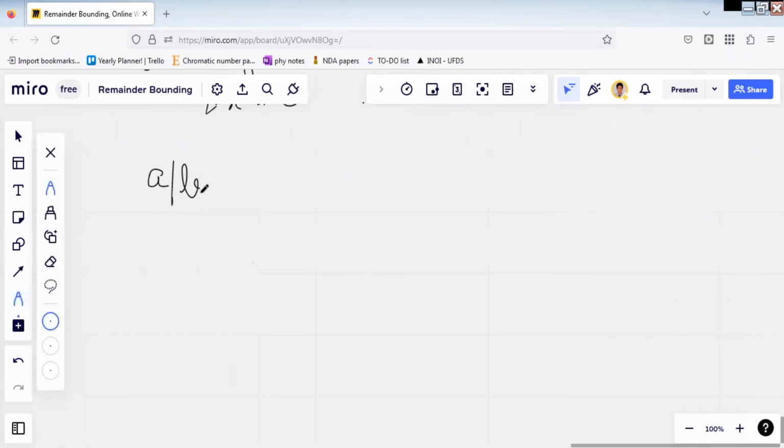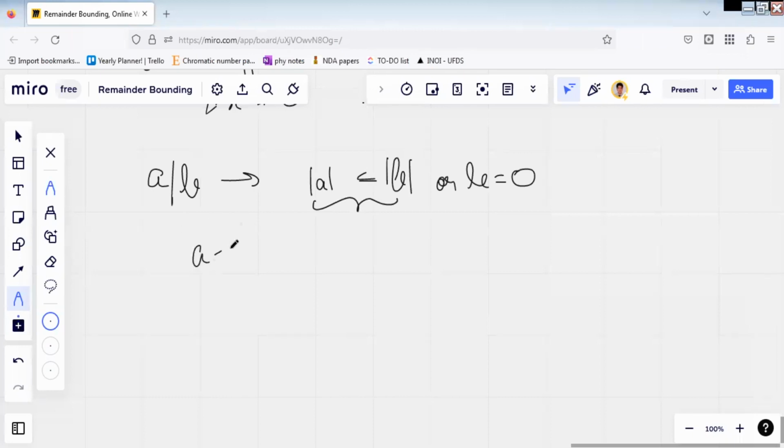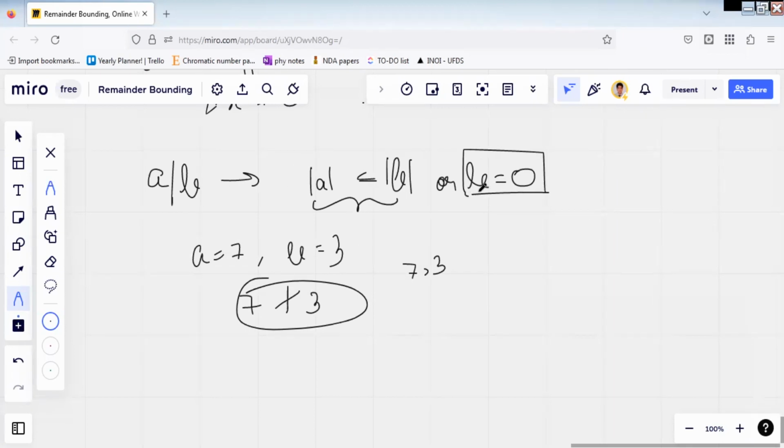So when you're given A divides B, this means that modulus of A is at most modulus of B, or B equals 0. This should be true, right? Suppose A is 7 and B is 3. So 7 will never be able to divide 3, because 7 is greater than 3. For a number to divide another number, it should be less than that, or B should be 0 because everything divides 0.